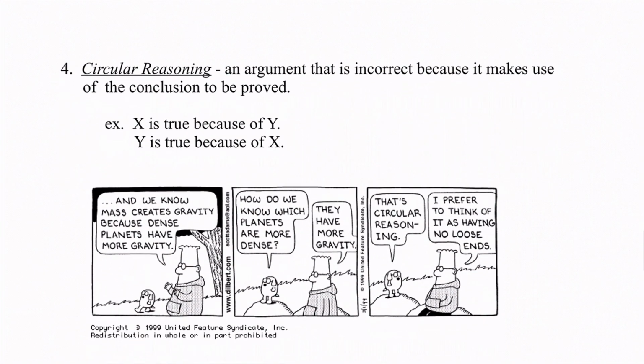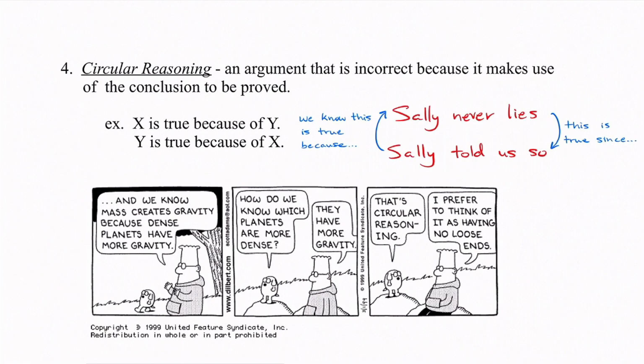So next what we're going to look at is called circular reasoning. With circular reasoning, it is an argument that is incorrect because it makes use of the conclusion to be proved. So you can't try to use the thing that you're trying to prove in a proof. That would be backwards. So if you had something like x is true because of y, and then you said y is true because of x, you're kind of running around in a circle. So you can't do that, and that's why it's called circular reasoning.